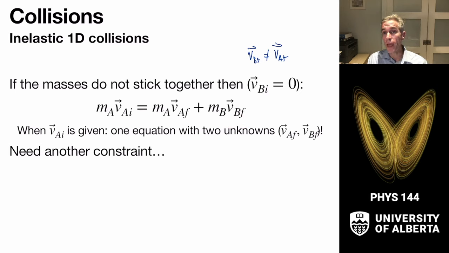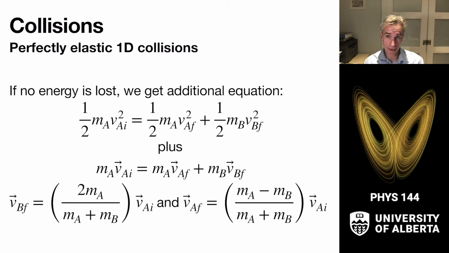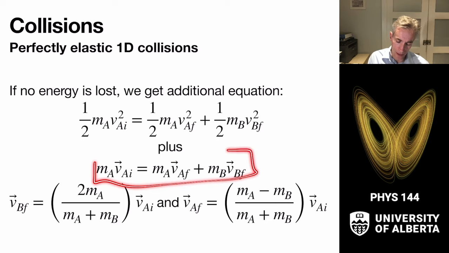No longer know what they do. So what we're going to need is another constraint on the system. Two unknowns means I need two equations. Well, the way we're going to find that is we are going to look for energy conservation. And if no kinetic energy is lost in the system, we get one additional constraint, which is that the initial kinetic energy is equal to the final kinetic energy. And we're going to combine that with the momentum equation there.